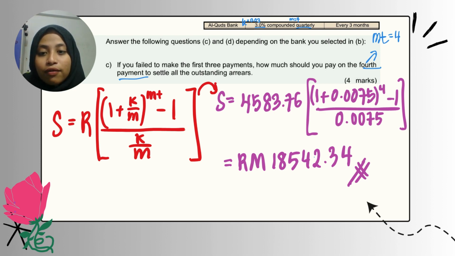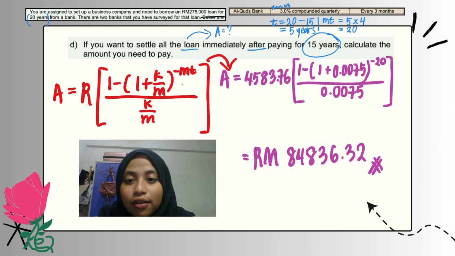So for R, you can refer to Hasina's answer in question A. And then K over M. K is 0.03 and M is quarterly. So obviously it's 4. So next, the MT is already 4 and minus 1. So you just use this formula, and then you will get the total is RM 18,542 ringgit 34 sen.